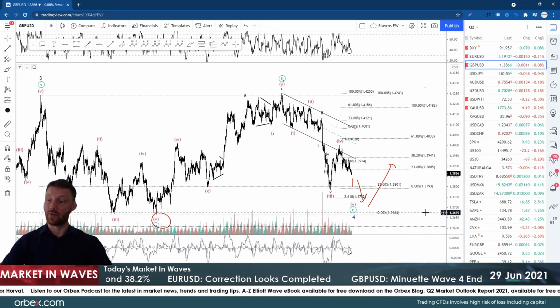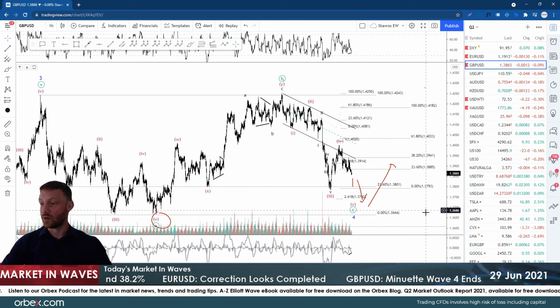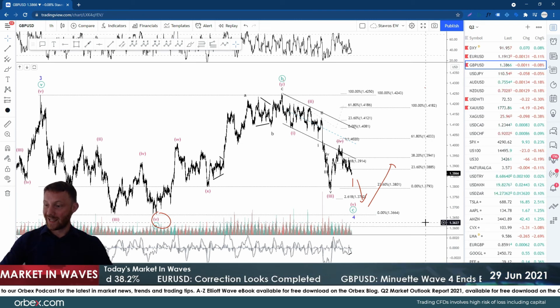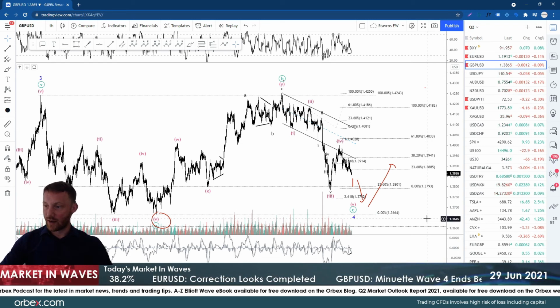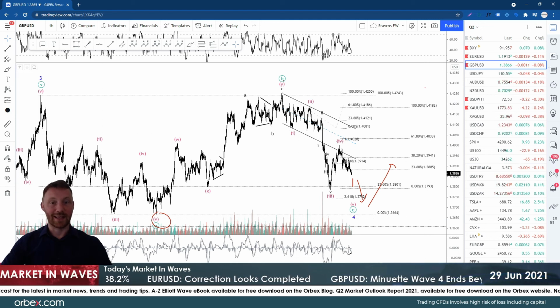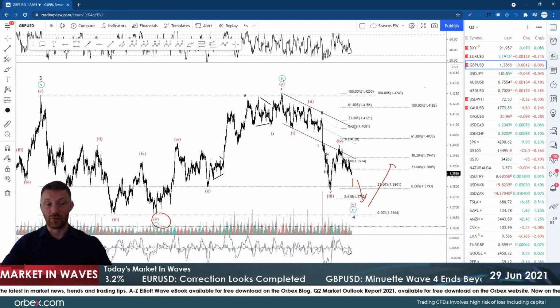So yeah, very, very positive for cable at least to complete its round, and we'll see what happens in the next few trading sessions.